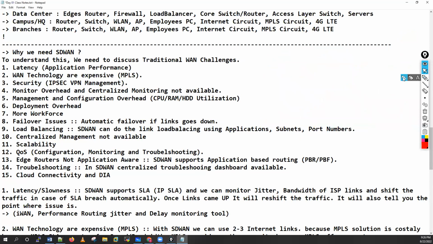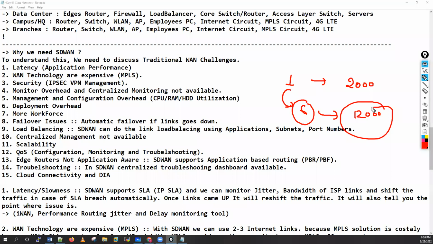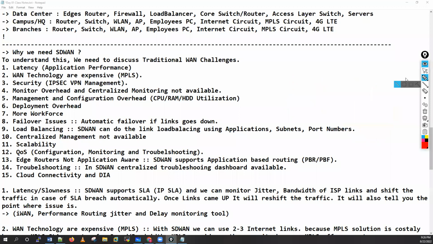Also, guys, one controller can manage around 2000 WAN edge devices. You can use around 6 controllers in a cluster, so it can support around 12,000 WAN edge devices. So scalability is not a problem here, guys. Now, if you want to configure quality of service, your QoS configuration, monitoring, and troubleshooting are very, very easy with SD-WAN. But in traditional WAN, these are tedious tasks, guys.